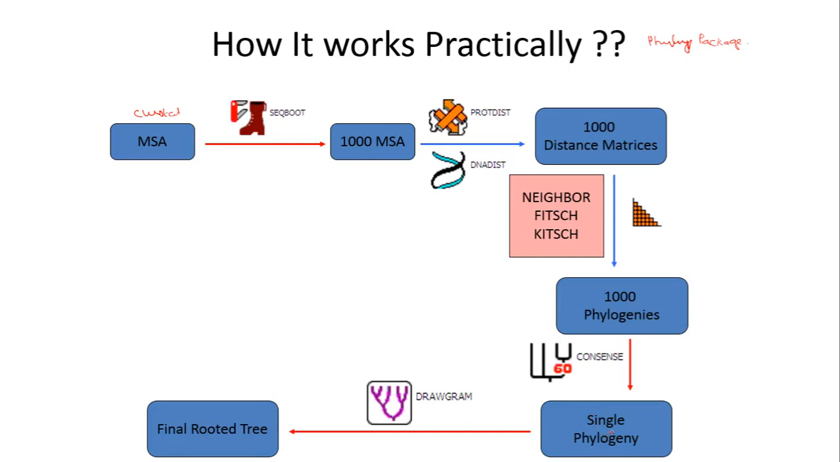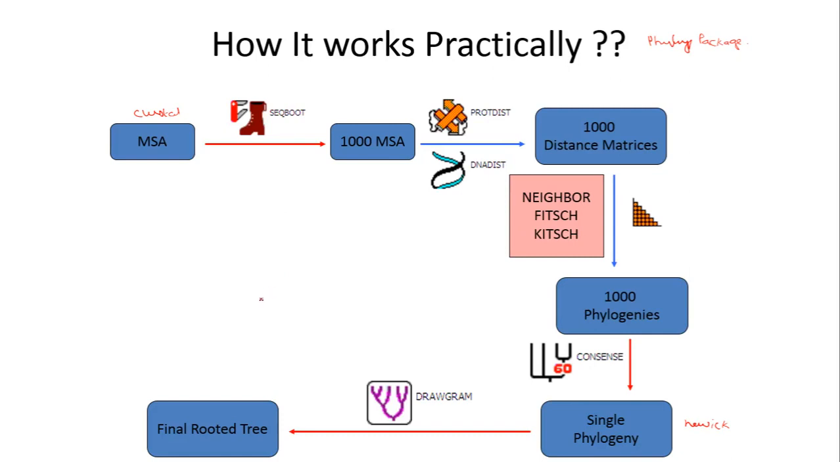Okay, and this single phylogeny would be in your Newick tree format. You can use this Newick tree format as an input to the drawgram program, which is also a part of this Phylip package, and create the final rooted tree. So this is how you perform distance based analysis using bootstrap analysis for defining the reliability of your tree.